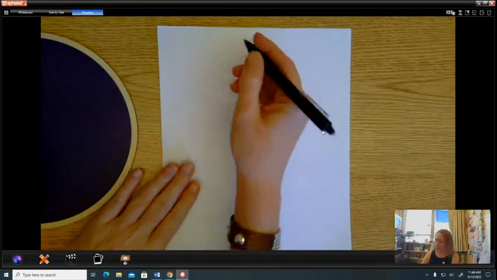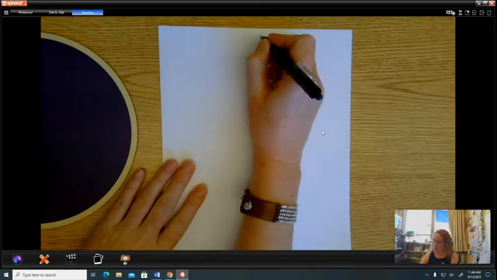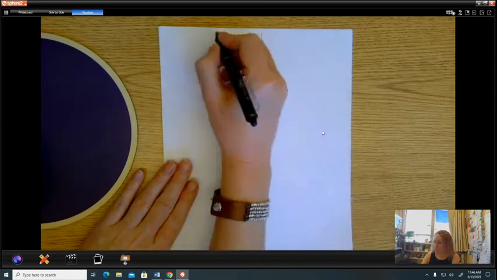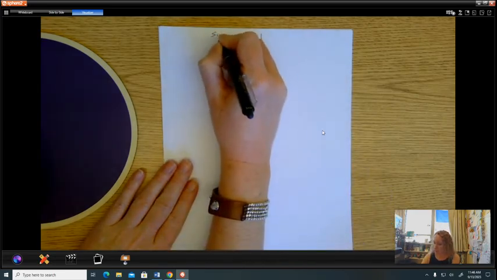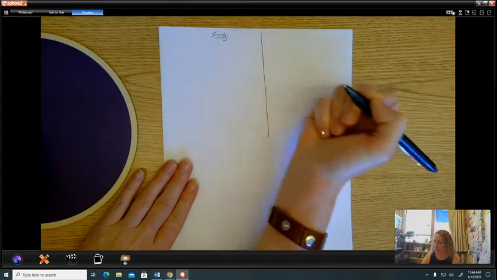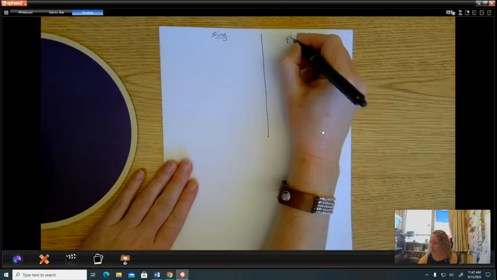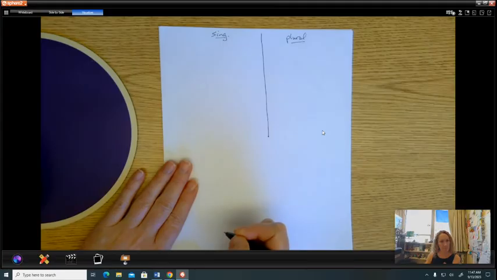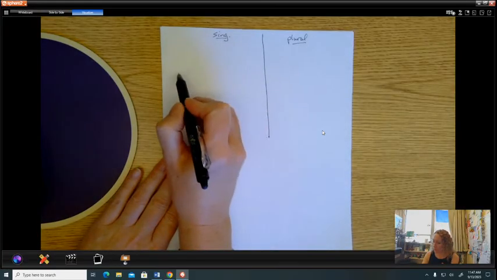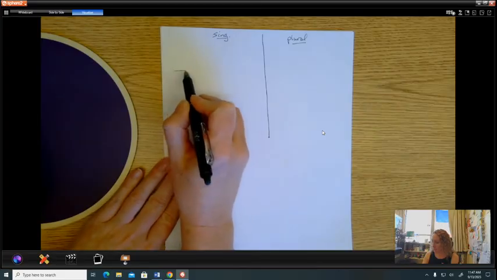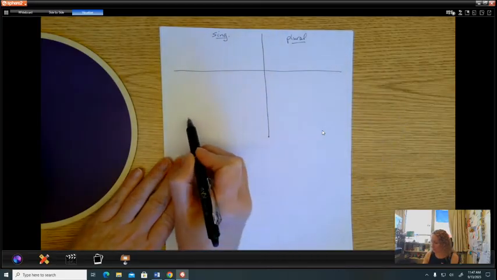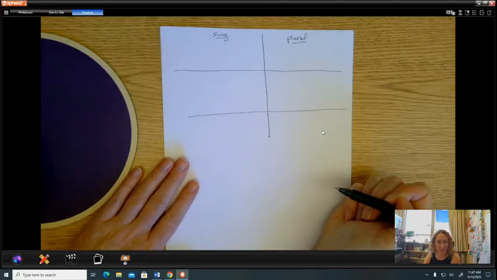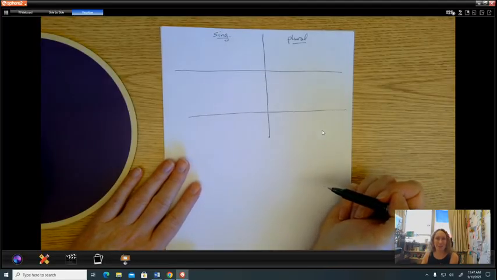We are going to have two columns. This side of the column is going to be for singular subjects, and this side of the column is going to be for plural subjects. And then we're going to have 3 rows. Okay, that means we have 6 boxes essentially. We have 6 different subjects in French.